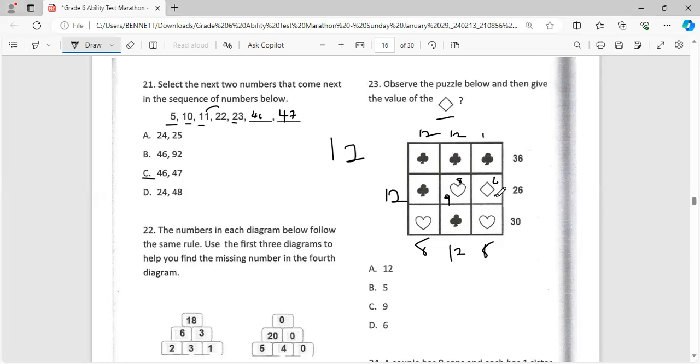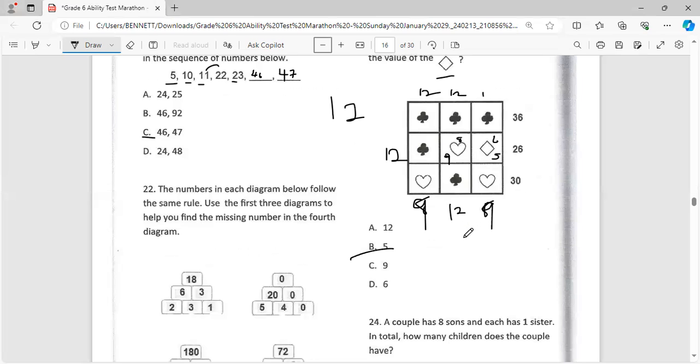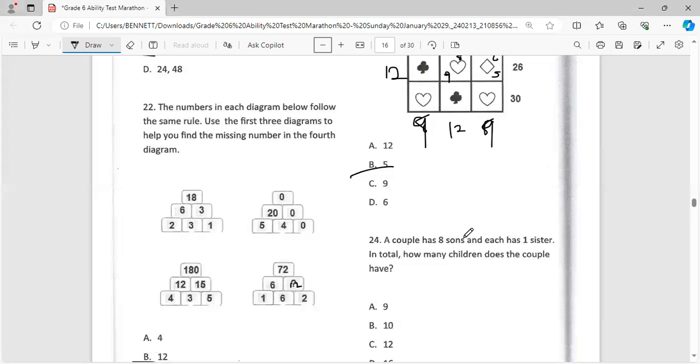9 and 9, 18. So 9, 12, and that's 21 plus 5, minus 5. Right, let us check it now. 9 and 9, 18, plus that would give you the 30, right? So it's 5. In this case, guys, you could use trial and error. In some cases, it's harder than this. This one wasn't so bad. It's actually 5.